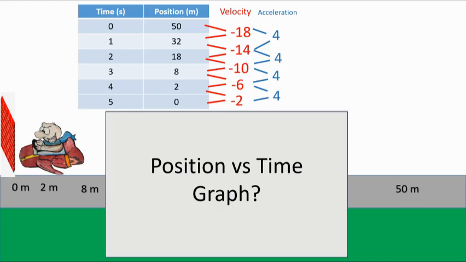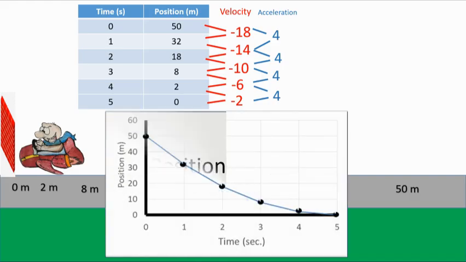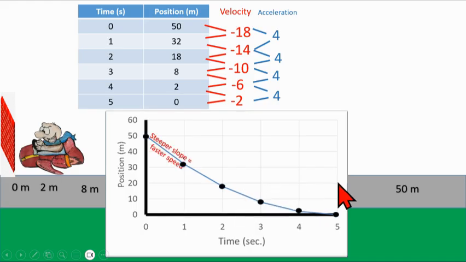What would the position versus time graph look like? We plotted the position numbers here and then connected them with a line. You see that the line curls. It's actually curl upward for positive acceleration, but you see that the line slopes down for a negative velocity. It's steeper in the beginning because it's faster in the beginning, and then it's flatter at the end because it's slower speed at the end.